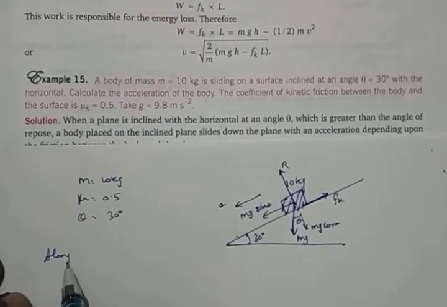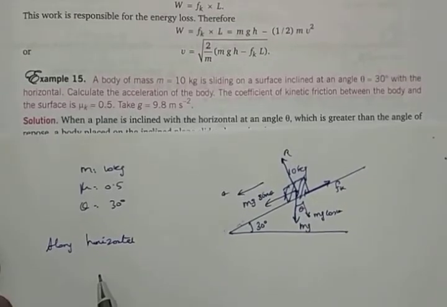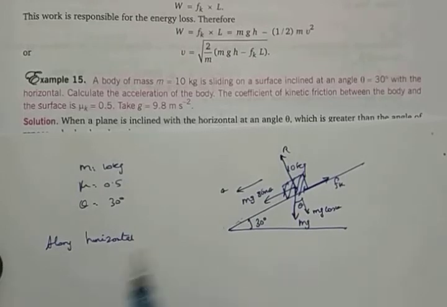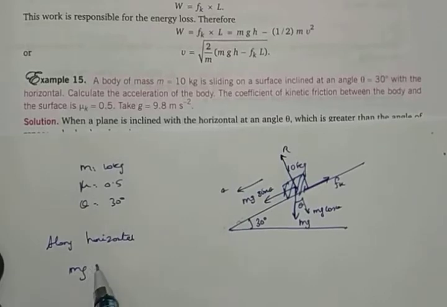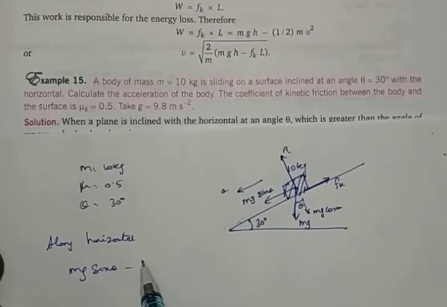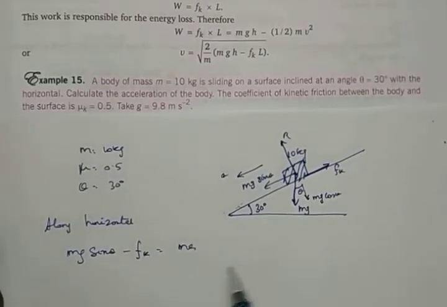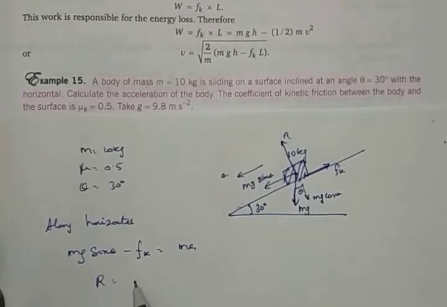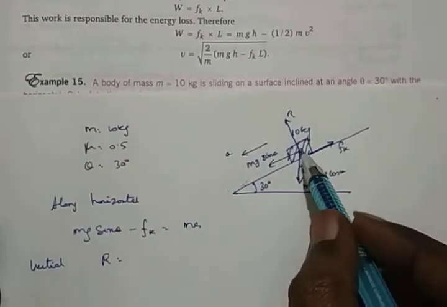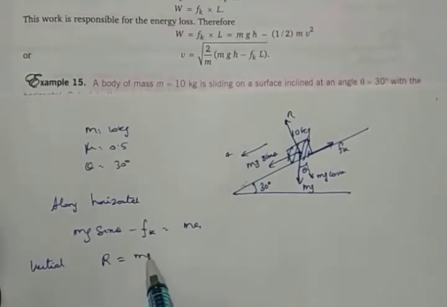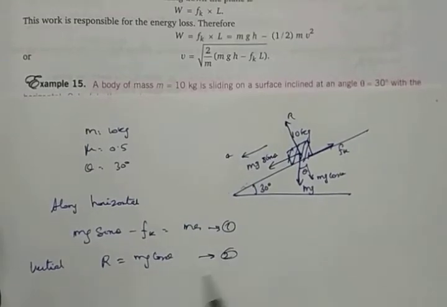Now write down along the incline. What are the forces acting along it? This is coming down and friction is acting upwards. Mg sin theta minus frictional force is equal to m into a. So R, what is the next one? Along vertical, R is equal to mg cos theta. This is equation number 1, this is equation number 2.